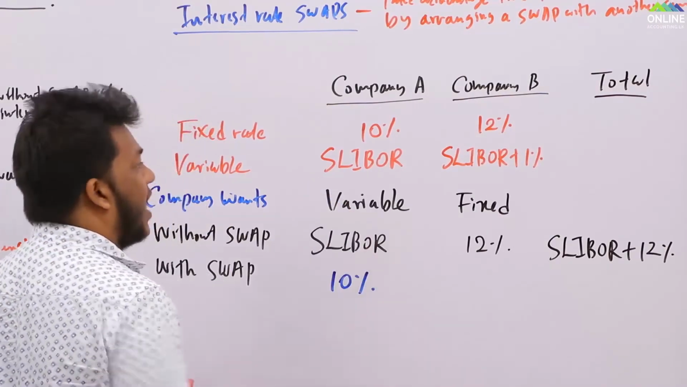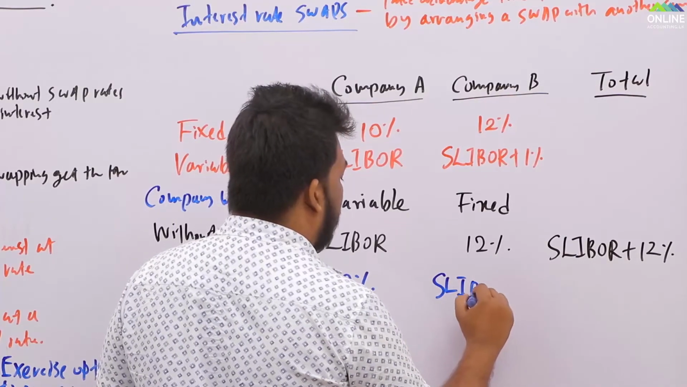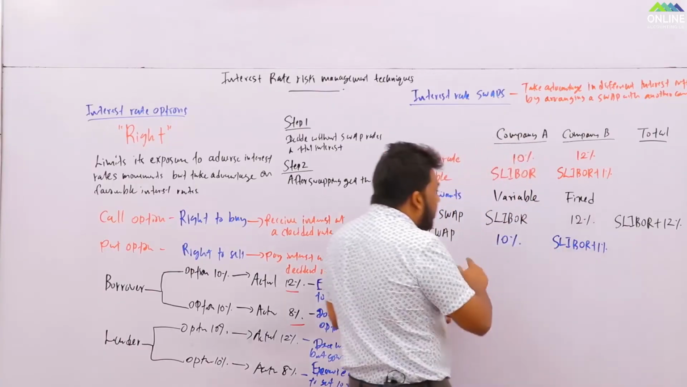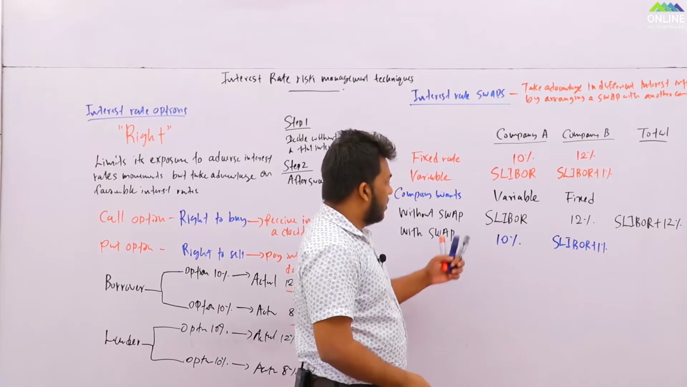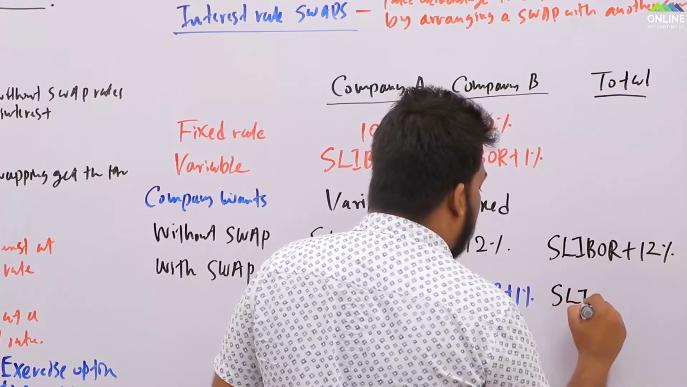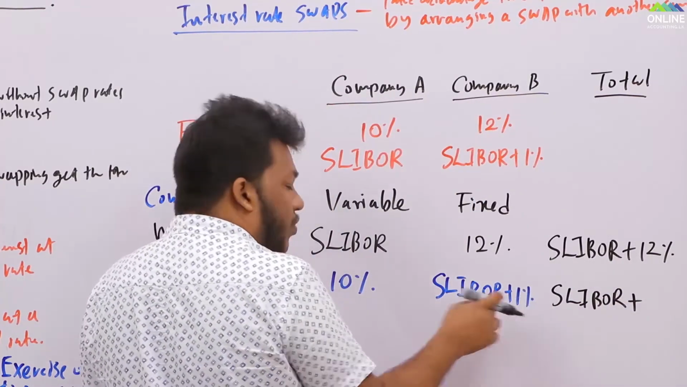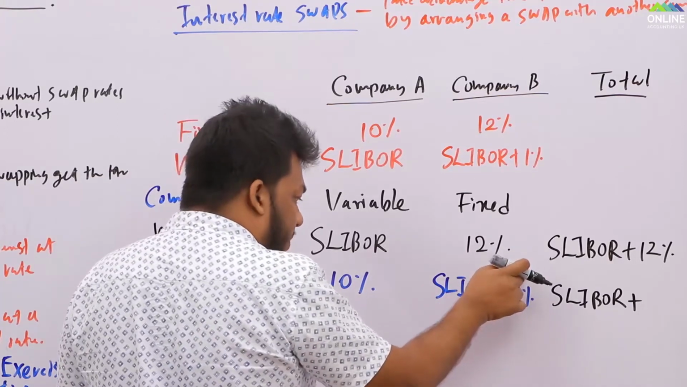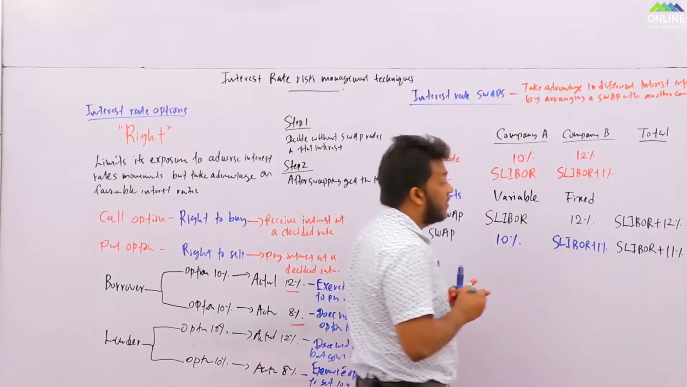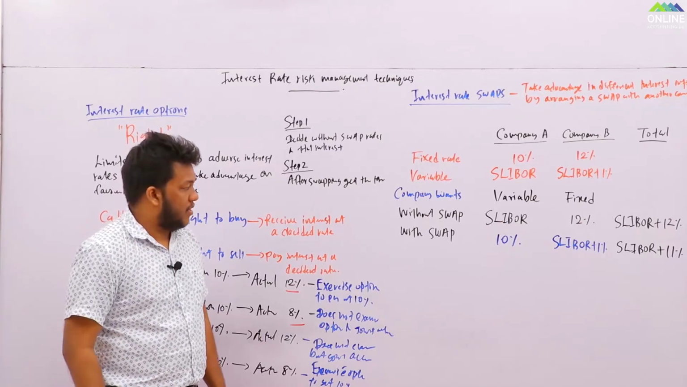10% rate, while they will get SLIBOR plus 1%. Now see, the total is how much? Anyway, SLIBOR is coming. SLIBOR is coming. And here SLIBOR plus 1%. So more than SLIBOR, you need to pay 1% anyway, and here 10%. So which means now the total is how much? Now I see. See carefully. Understand the logic.